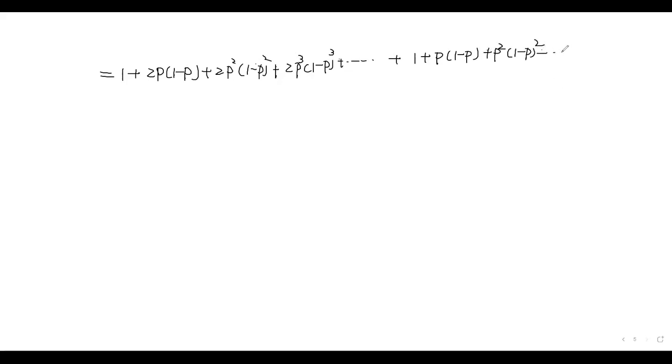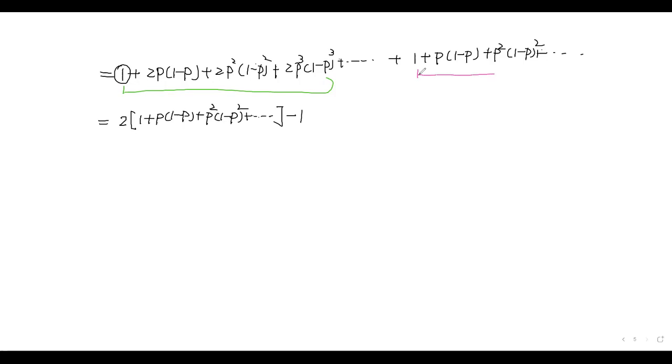So each one of them, right? These are my odd ones here. Each one of them will be a geometric series. So for these ones here, I can factor 2 out. So this is 1 plus p(1 minus p), plus p squared times (1 minus p) squared, and so on. But in here, because this starts with 1, and I multiplied by 2, I need to minus 1 here. Okay, don't forget this one.